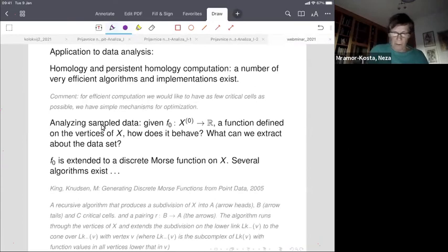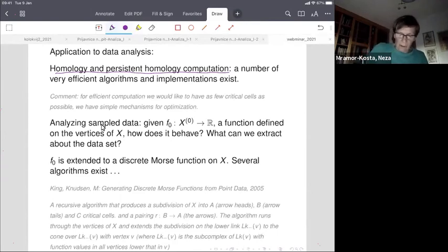So here are a few words about applications to data analysis. As I already said in the beginning, at the moment the most well-known and the most numerous application to data analysis is homology and persistent homology computation, because, as we know, persistent homology is one of the tools of computational topology that is really used now in machine learning and, well, all over the place in data analysis.